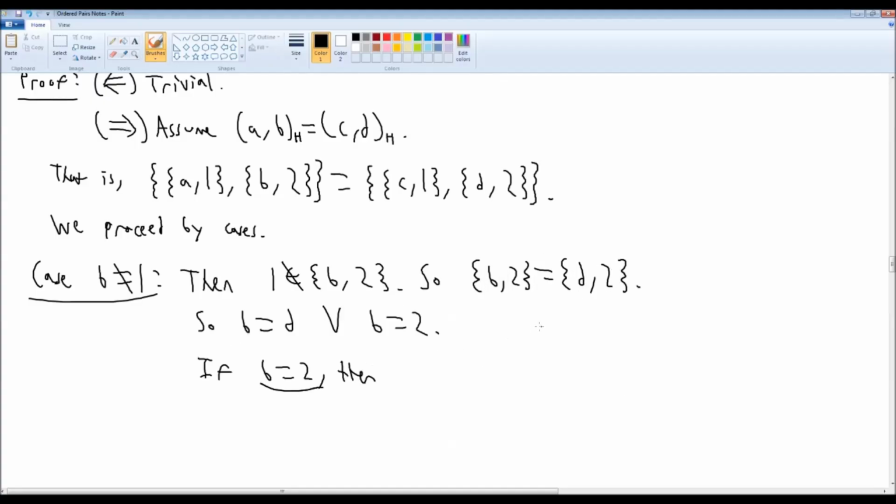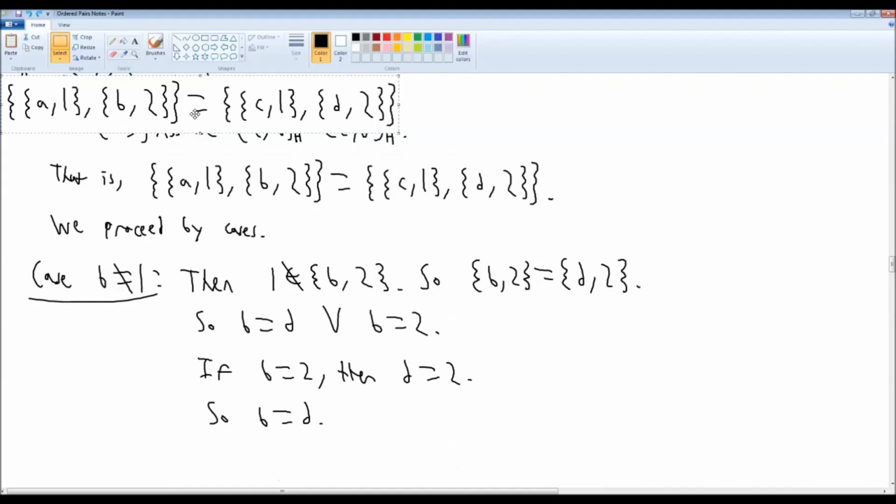But what happens if B is 2? Well, if B is 2, then the only thing in this set is 2. So therefore, since D is in this set, D has to equal 2. So if B is 2, then D has to be 2 as well. All right, so we've shown that either B has to equal D or B has to equal 2. But if B equals 2, then B and D have to both be 2, so they have to equal each other anyway. So in either of these two cases, we get B equals D. So B equals D no matter what.